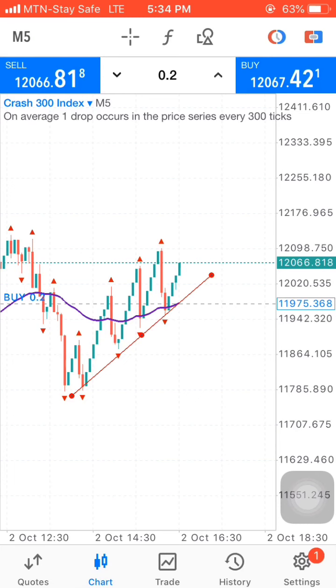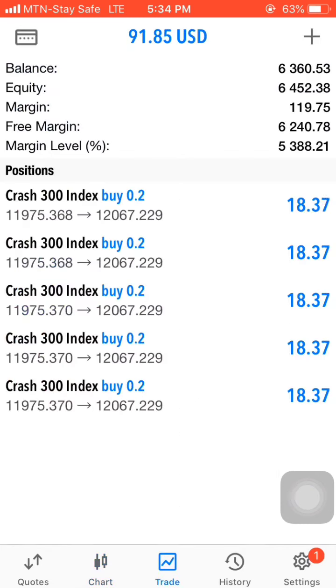Of course, we also have the account management running. We are almost at $20 on each position. So this is what I said we are going to achieve.